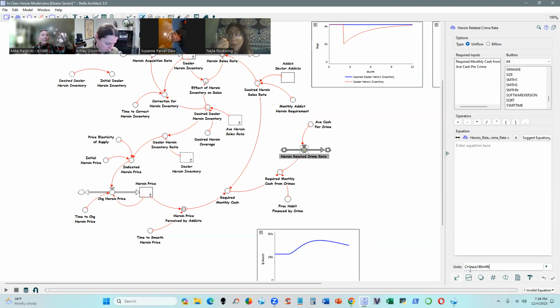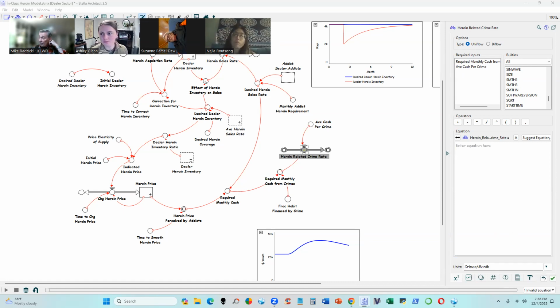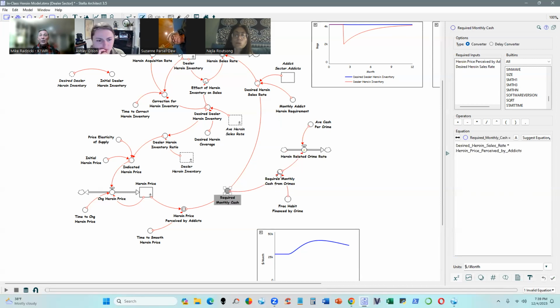So I have dollars per crime, dollars per month. What do I got to do? Ideas? You got dollars per crime and then crimes per month, right? Over here, so sorry, here, we've got dollars per month, dollars per crime. I want crimes per month. Hmm.